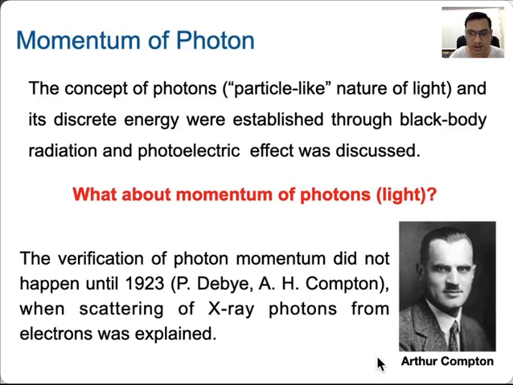Arthur Compton, in 1923 with Peter Debye, performed an experiment in which an X-ray photon is scattered from electrons. When they tried to explain the findings of this experiment, they successfully concluded that the photon has a momentum. I will discuss how it comes about, what its value is, and its other properties. So let's see what the Compton effect is.